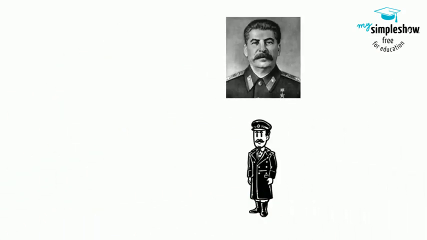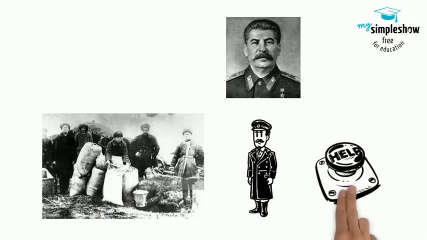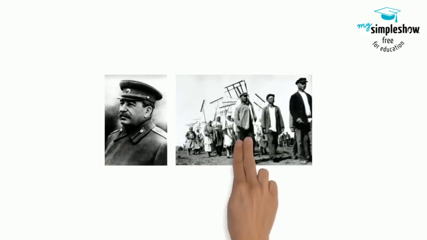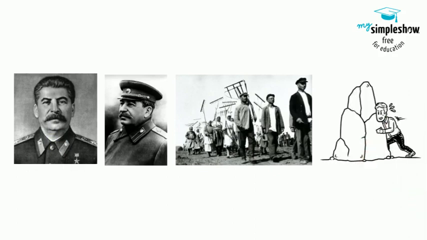Moreover, Stalin wanted to get rid of the kulaks. Collectivization helped. Stalin viewed the kulaks as an obstacle to his socialist state.